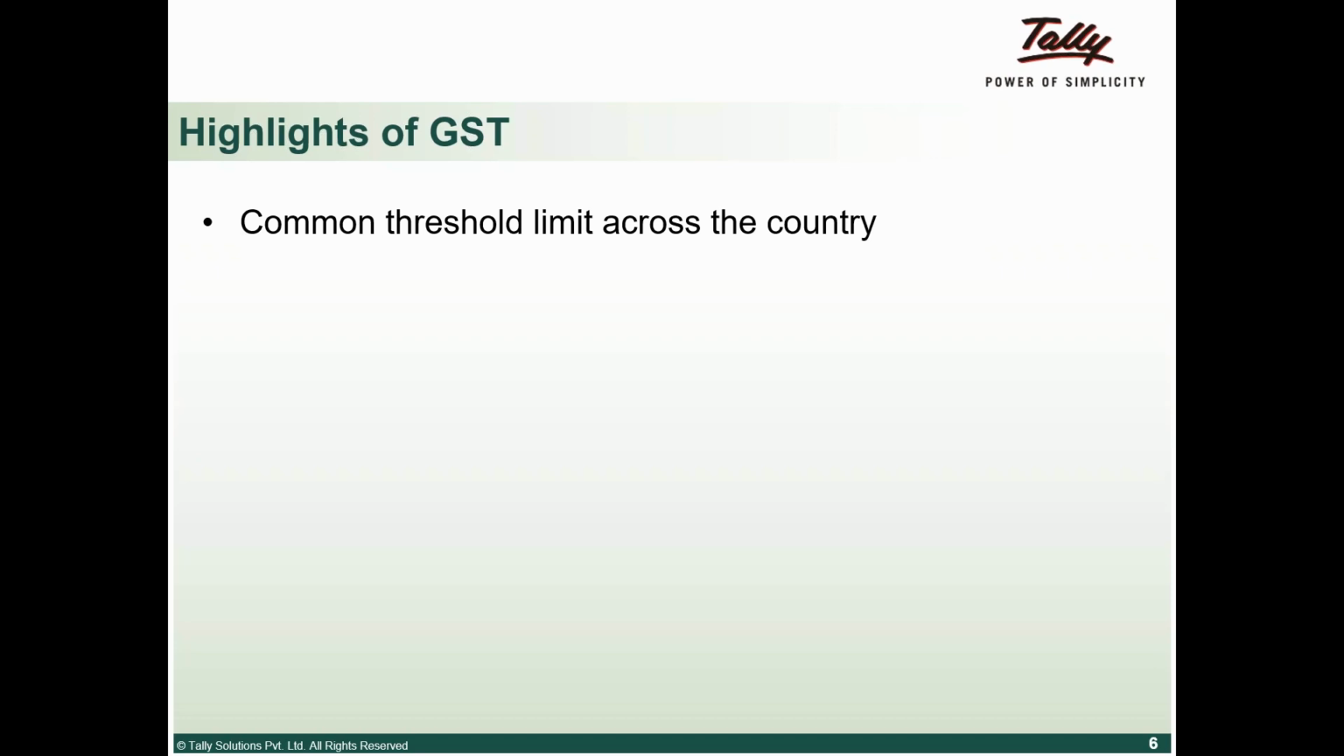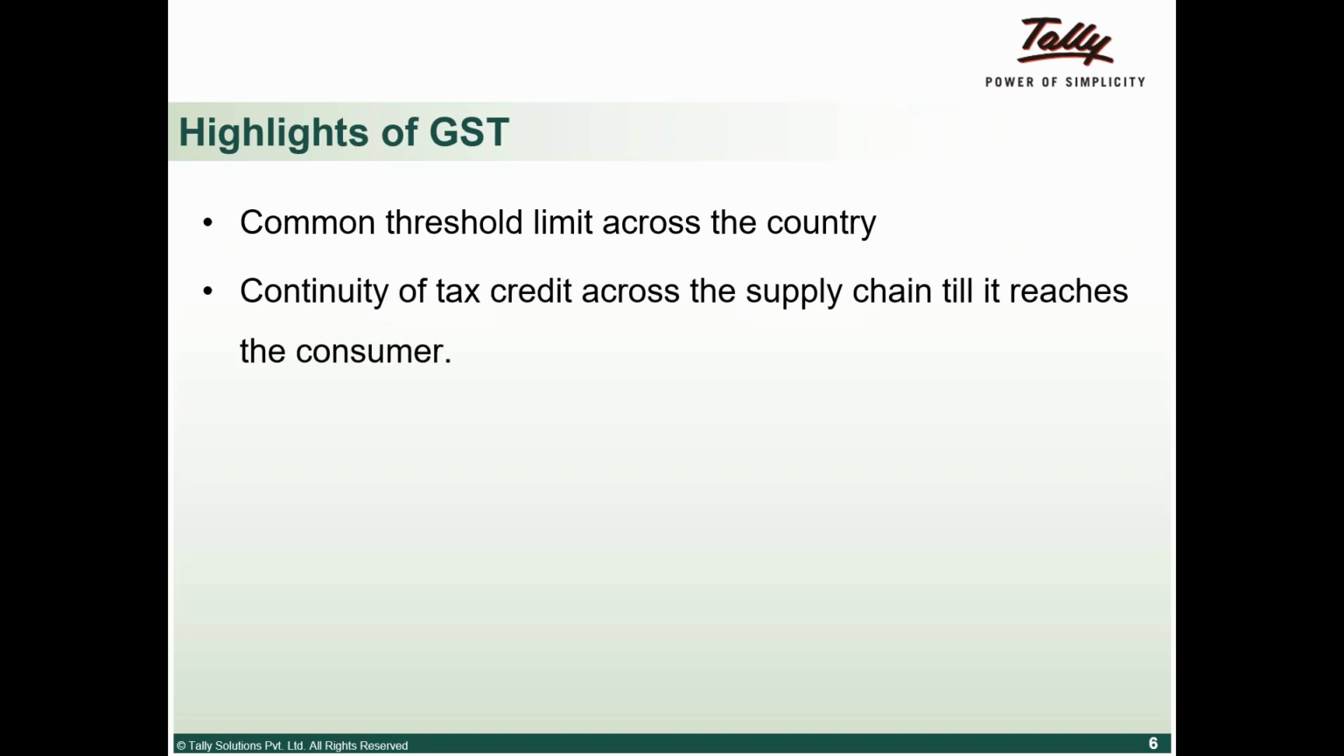Now, the moment we talk about GST, one thing we have to keep in mind is that the full form is goods and services tax, right? So the threshold limit is going to be applicable for goods and services. Somebody could be only supplying goods, somebody could be only supplying services, or both. The threshold limit will take into consideration the total aggregate turnover. That's one major change that is happening, and it is a very good change as far as businesses are concerned. Next is the continuity of tax credit across the supply chain till it reaches the consumer.